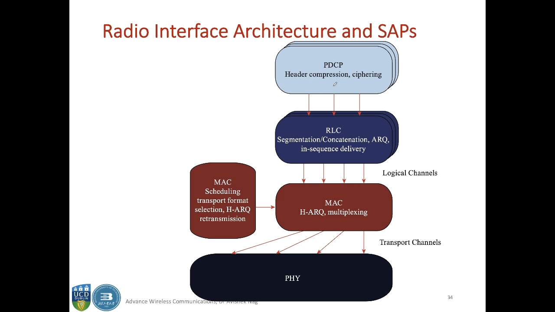The radio interface architecture and the SAPs are shown here. You have the physical layer, then the MAC, RLC, PDCP, etc. And in between the different layers, these channels are there to establish connections between the layers. So you have the logical channels, transport channels, etc.